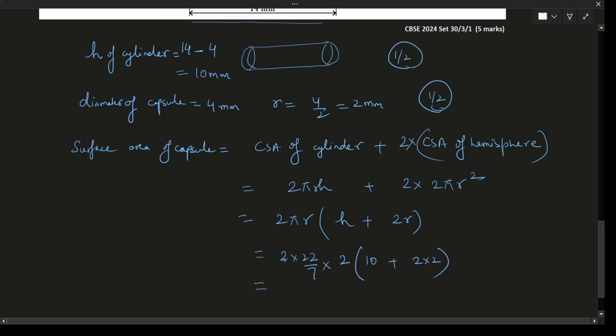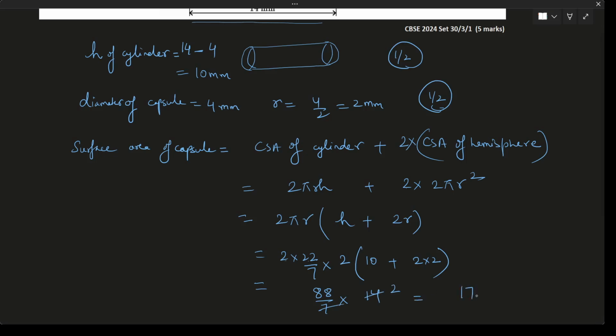Yeah, it will be cancelled. 2, 22, 2. You will get 88 by 7 into that will be 14. You cancel it, it's 2. So 176 millimeter square. Not centimeter, sorry, it's millimeter. Millimeter square, 176 millimeter square is the surface area of the capsule.